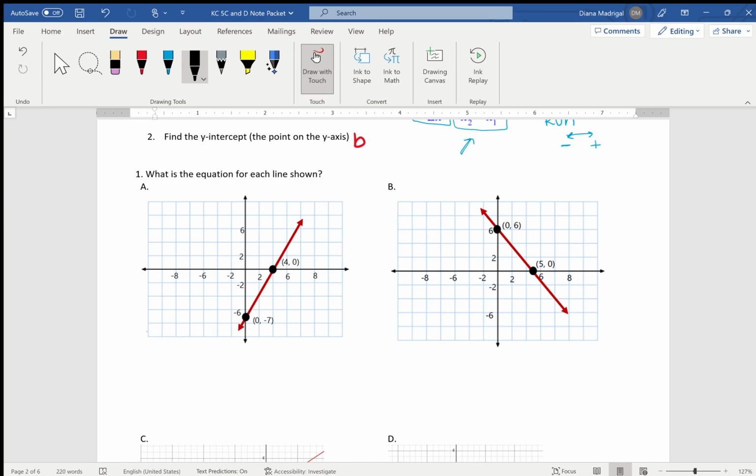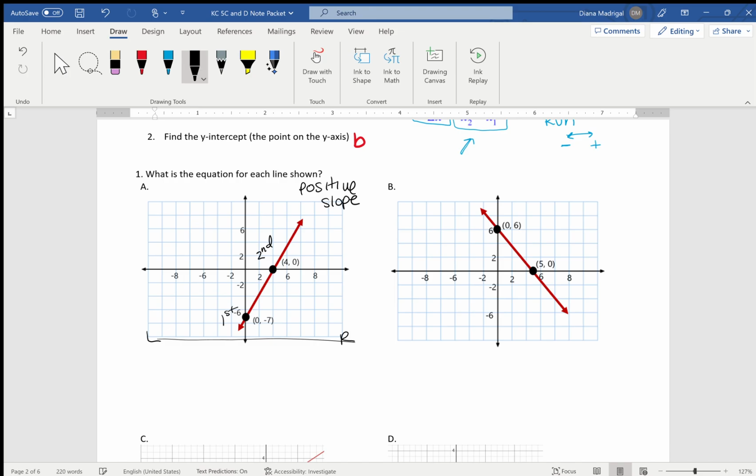Remember, you always start from the left to the right. So which point is closest to the left, the top or the bottom? As you can see, the one closest to the left is the bottom one. So that's how I know that this is the first point. This has to be the second point. That means that my line is going up. My slope is going to be growing. It's going to be a positive slope.